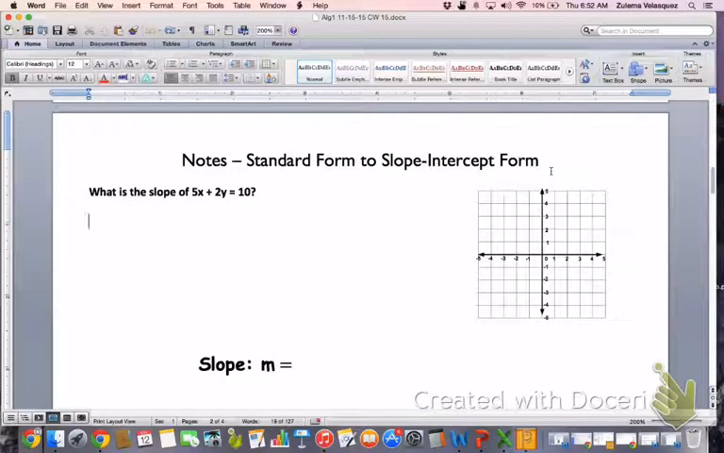So today's notes are going to be on how to work with standard form and change to slope-intercept form. So your handout that you should be working on is page 2, looks like this. So make sure you're on that.